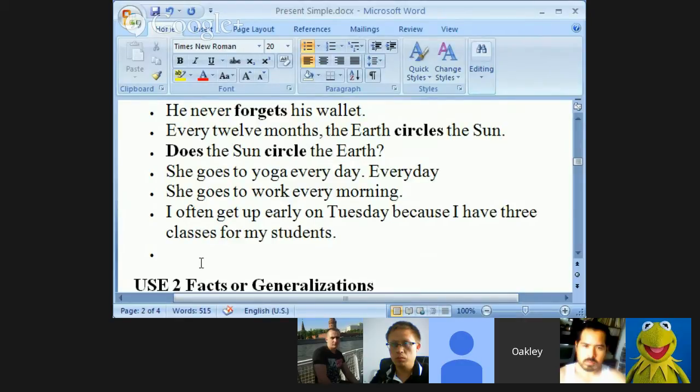If you watch TV many hours a day, your eyesight goes bad.